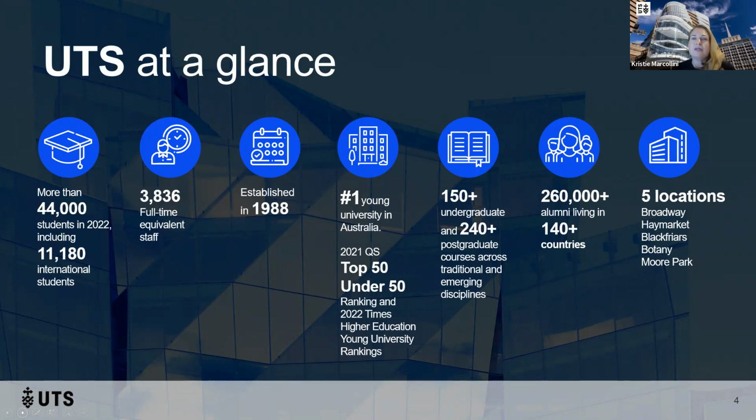So as I mentioned as well, we are a city-based university. Although it says here we have 5 locations, these are actually within the city of Sydney. So we have Broadway, Haymarket, Blackfriars, Botany, and Moore Park. Botany is actually a tech lab, which is a research-based space, and Moore Park is related to exercise management. So if you're interested in those programs, that would be the campus that you'd be at.